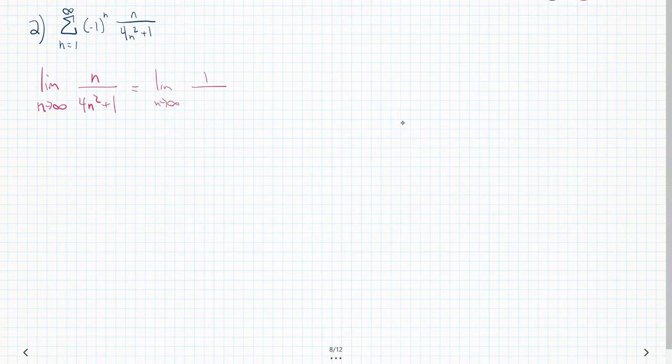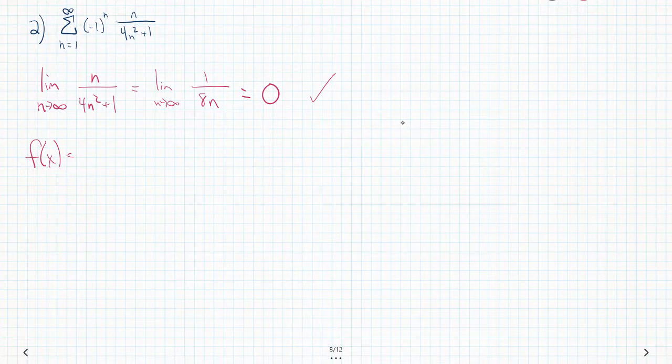But notice that would be 1 over 8n, and so this thing equals 0. So that's a check on that part. Now we need to show decreasing. So first off, let's go f of x equals, and we'll need to show decreasing on the interval 1 to infinity, or some positive constant to infinity. So in this case, we'll say f of x equals x over 4x squared plus 1.